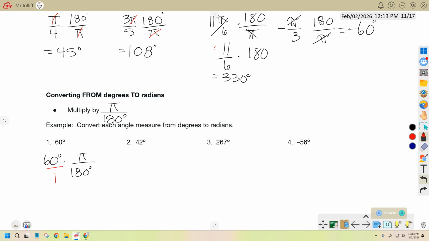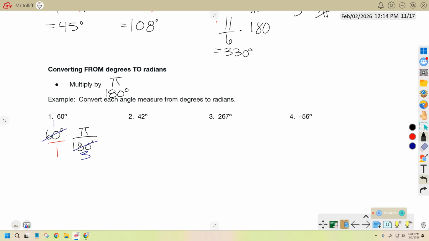And 60, good. They're both divisible by 60. So 60 goes into itself once. 60 goes into 180 3 times, because 6 goes into 18 3 times. And if I look at what I'm left with, a pi on top. 1 times pi is pi, and 1 times 3 is 3. So pi over 3. Which we could have predicted from example 4 in the last round, because we know negative pi over 3 and negative 60 correspond. So positive pi over 3 should correspond to positive 60. Good.